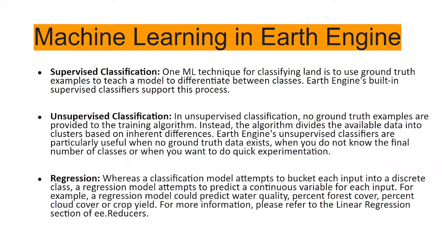predict anything, suppose water quality, presence of forest cover, presence of cloud cover, or crop yield. So this type we can easily do with regression, such as linear regression, which we can easily use in the Google Earth Engine platform and identify the trend of the vegetation. Suppose for Dhaka city, which region has a low trend of vegetation and which has a high trend of vegetation. So this type of work we can do using the regression model.